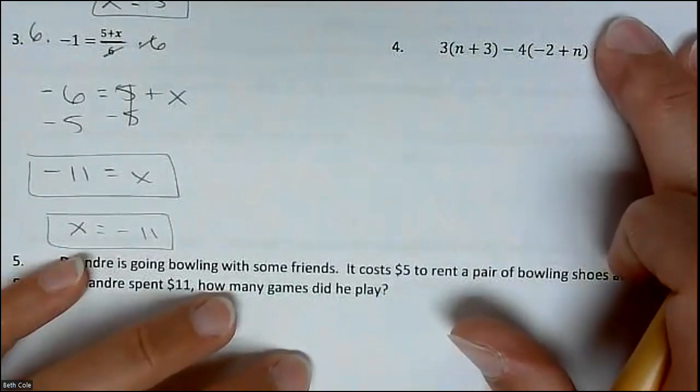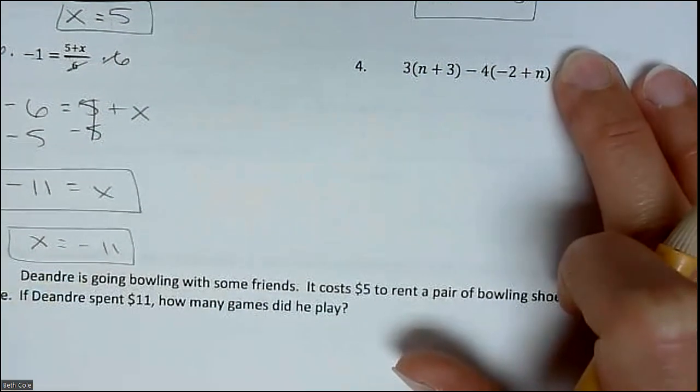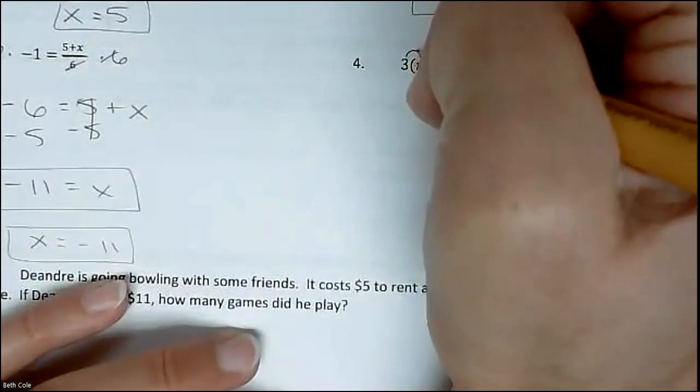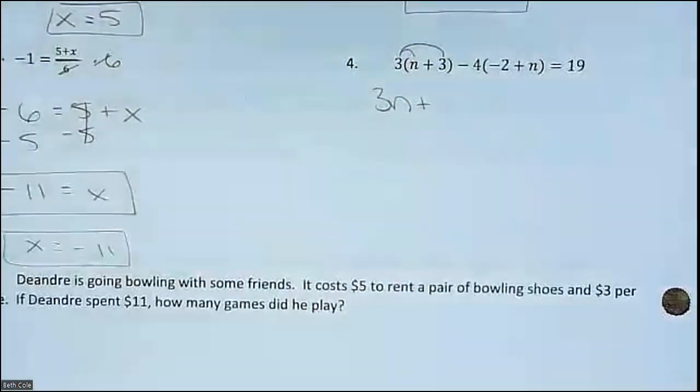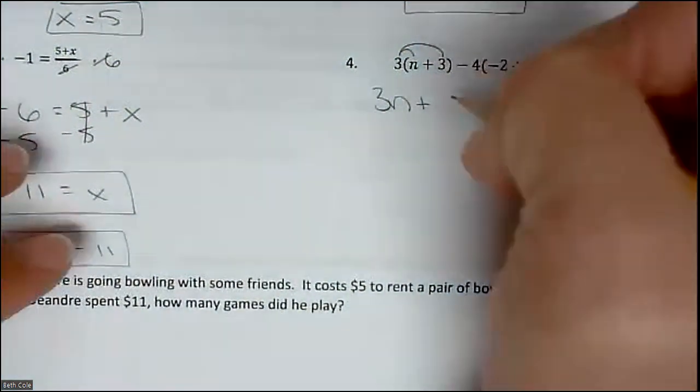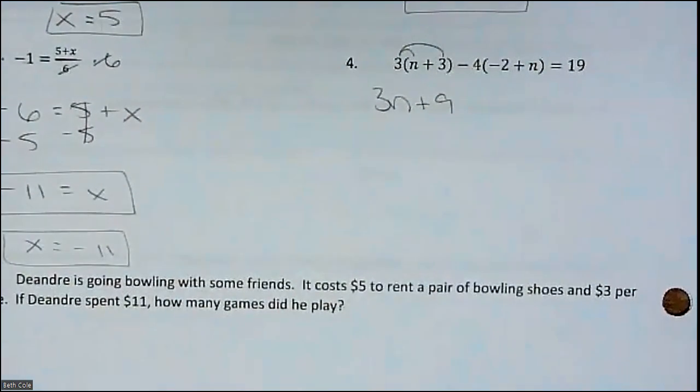This one's a little bit longer, but that's okay. You did ones like this in unit 1. If I cover up this equals 19, you've done this before. It's simplifying, okay? We're going to distribute the 3. That will give you 3n plus what? 9, good. 3 times 3 gives you 9.